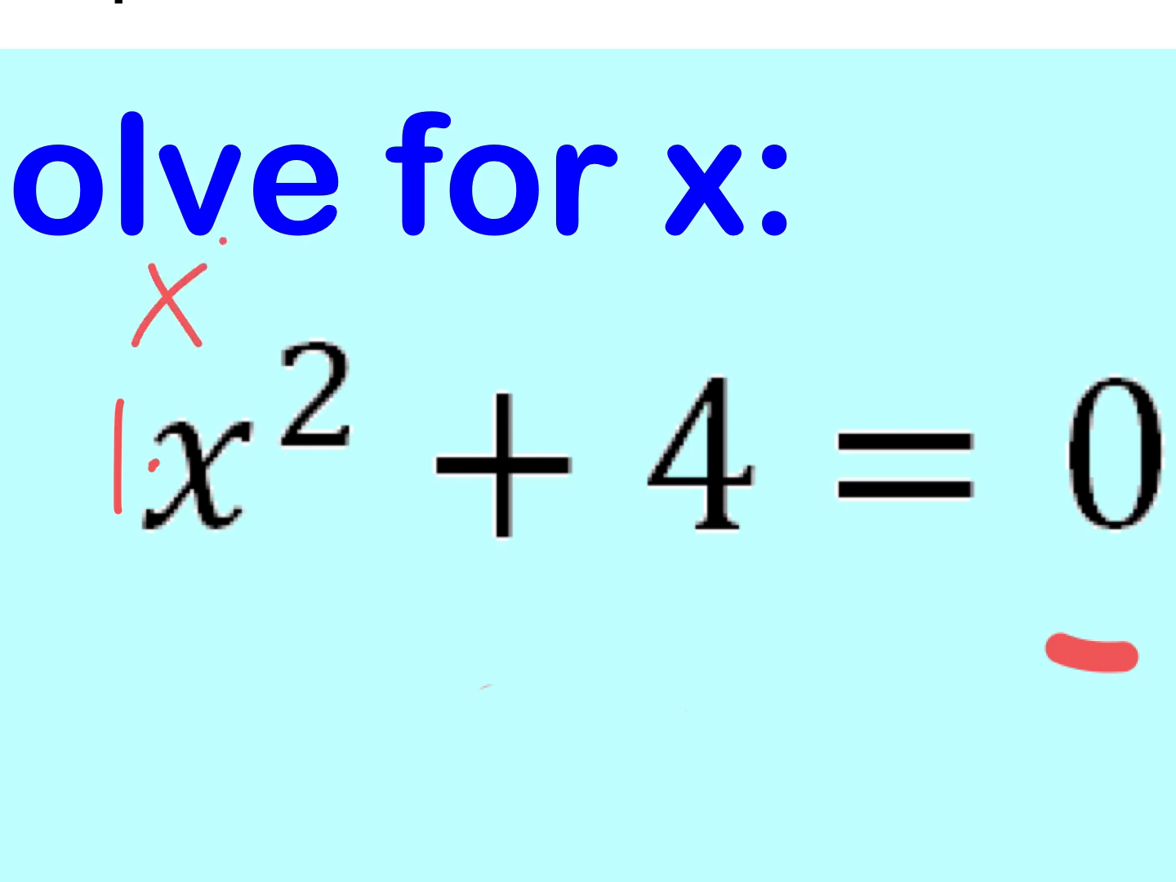x squared, and put a 1 there just to make it really clear we're trying to find a, b, and c, plus 0x plus 4. And if you put that in the quadratic formula, it would have a plus and a minus in it, wouldn't it? That's why we have to have two answers for that.